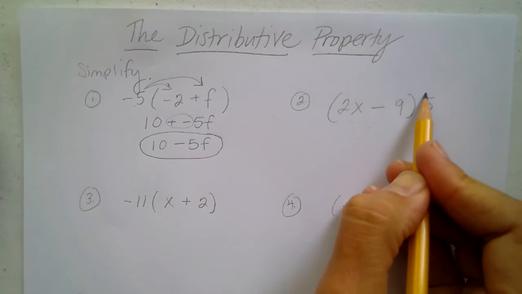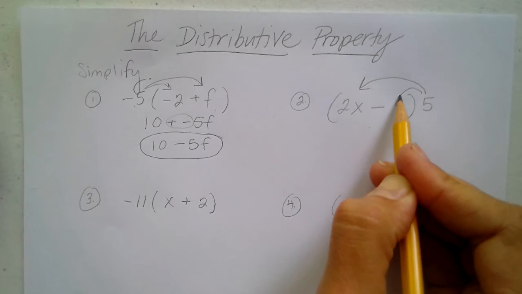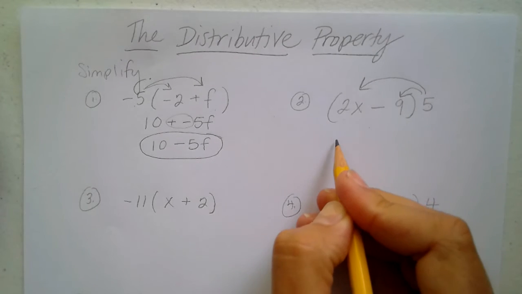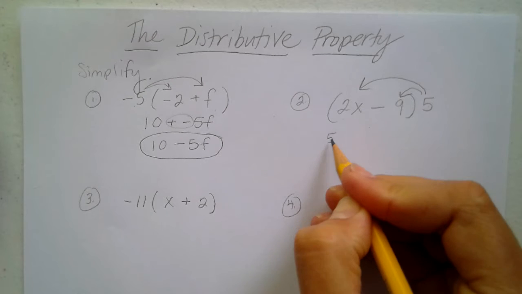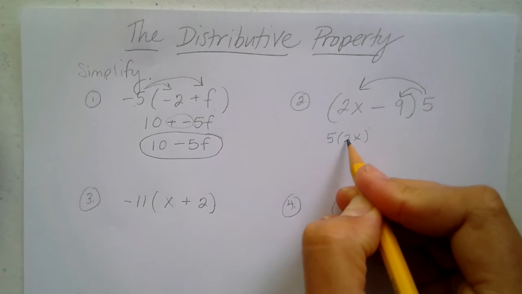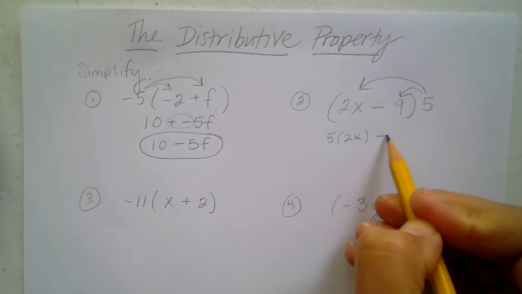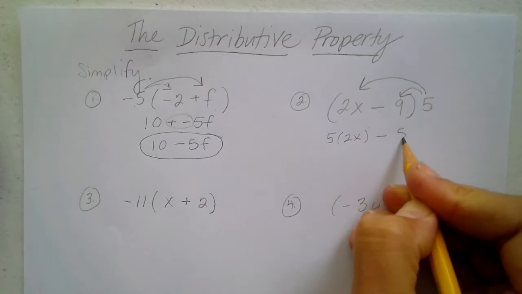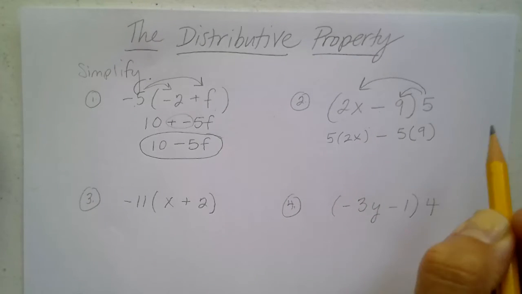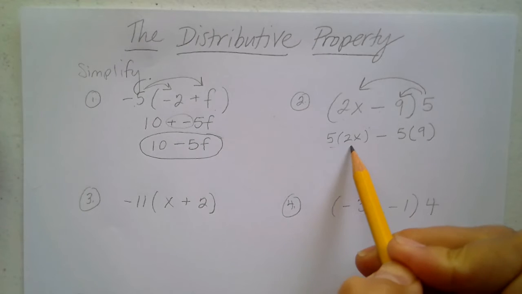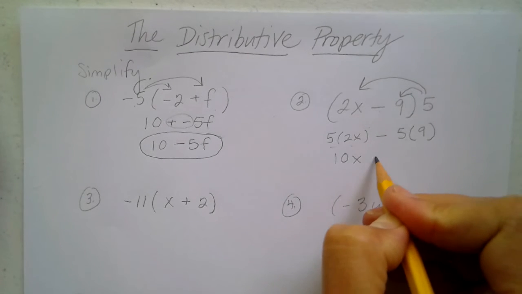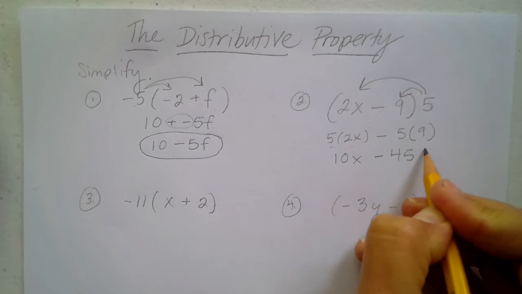All right, here we go. Sometimes the number is on the back side of the group. So you're going to multiply the 5 times the 2x. When you do 5 times 2x, you're going to get 10x. And then minus, because this is a difference, minus 5 groups of 9. So we have 5 groups of 2x minus 5 groups of 9. So that would be 10x minus 45.